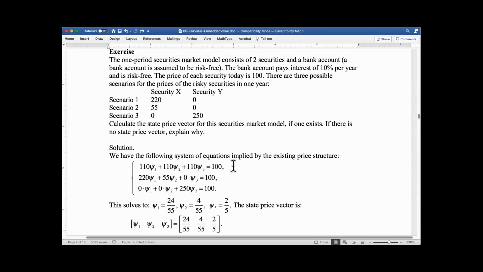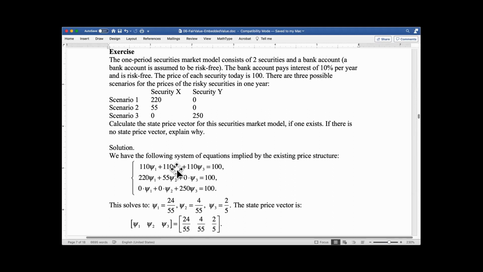What I'm saying here is this. The bank account, if you put 100 in it, will pay you 110 no matter what happens at time 1. That's our first security in this market, the bank account. The second is security X, the third is security Y. A payment of 1 in state 1 and 0 otherwise is called the Arrow-Debreu security E1, and the price of it is psi 1.